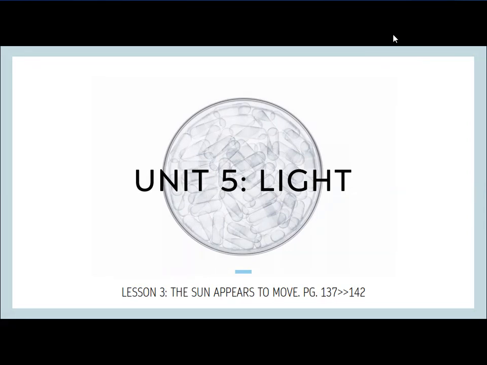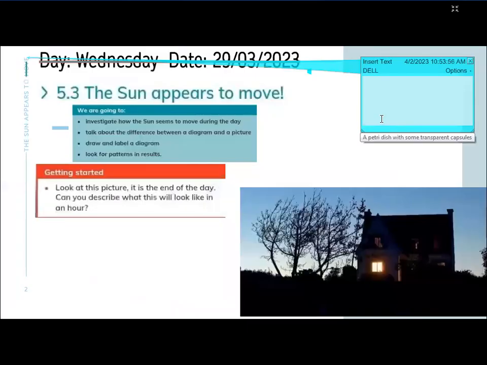When we look at the sun, what do we see? We see like the sun is moving. Actually, the sun is not moving. The earth is moving. Earth is rotating. But when we see it, it looks like the sun is moving. Okay, the sun appears to move. In this lesson, we are going to learn and investigate how the sun seems to move during the day.